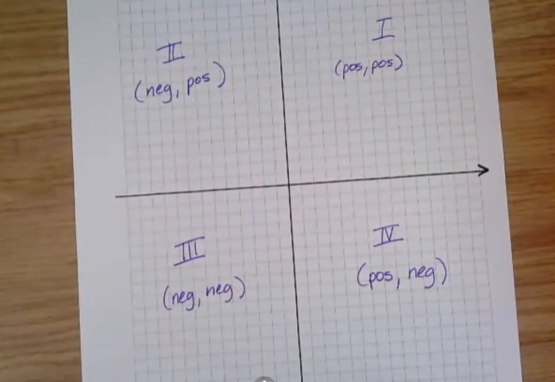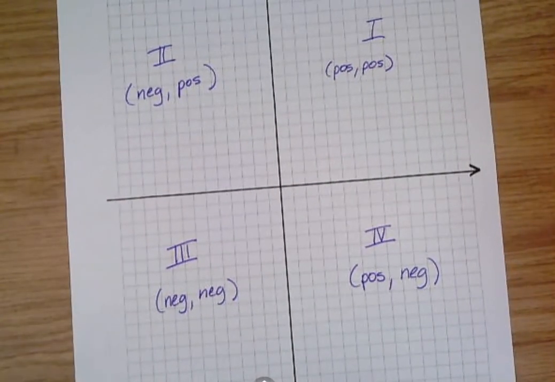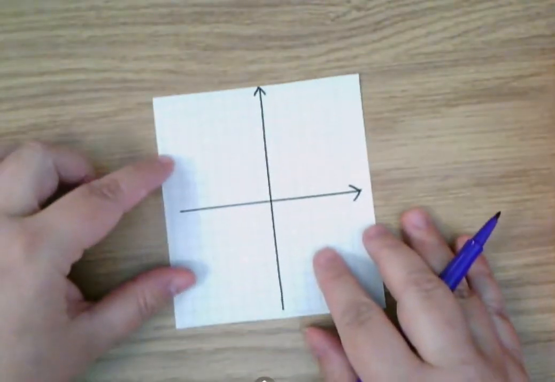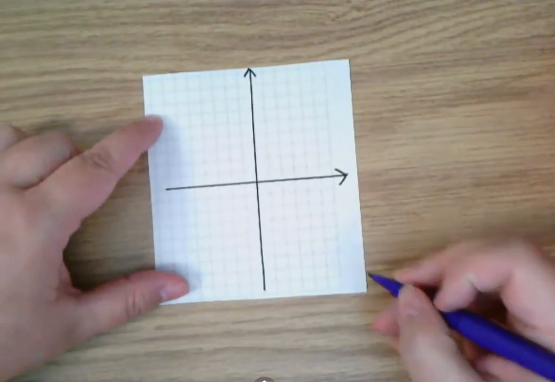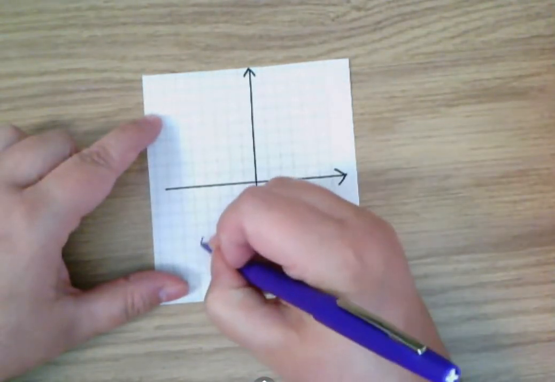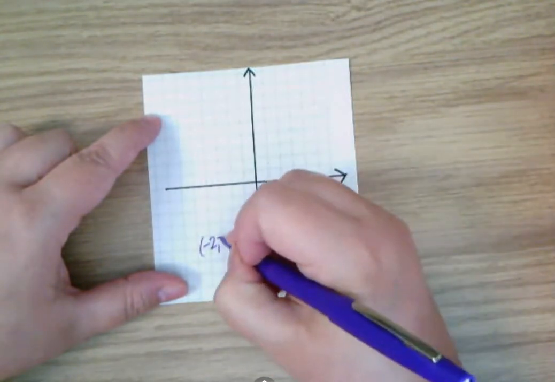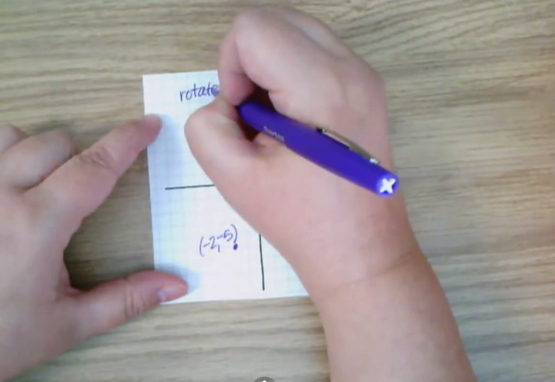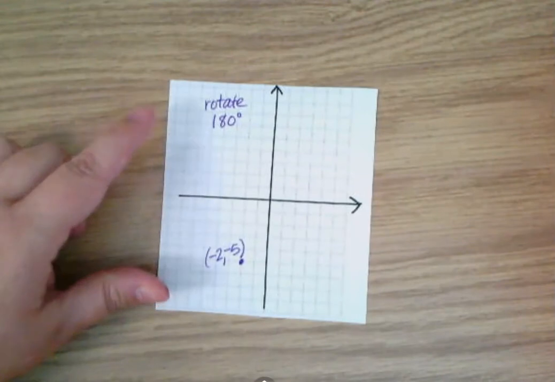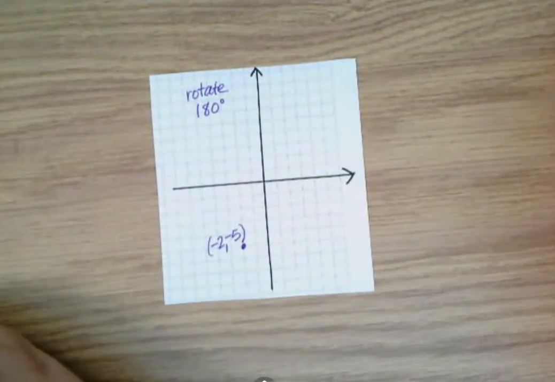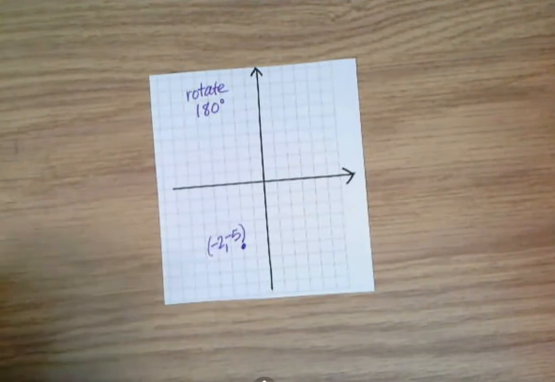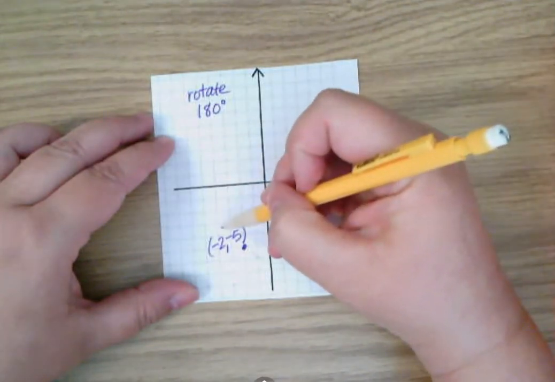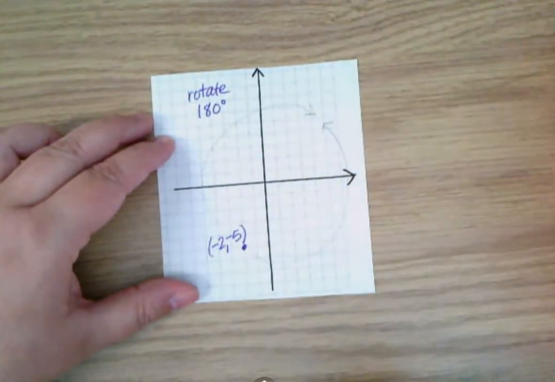So let's do that with a couple of other ones. All right, if I start with the point, let me get you smaller. There we go. It's mini. Let's say I start with the point -2, -5. And I want you to rotate it 180 degrees. Now, the first thing to know about that is if you are going 180 degrees, it doesn't matter which way you go. Because if I go 180 degrees like this, I'm going to end up in the first quadrant. If I go 180 degrees like this, I'm going to end up in the first quadrant.